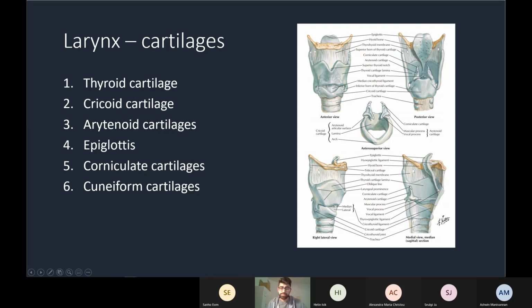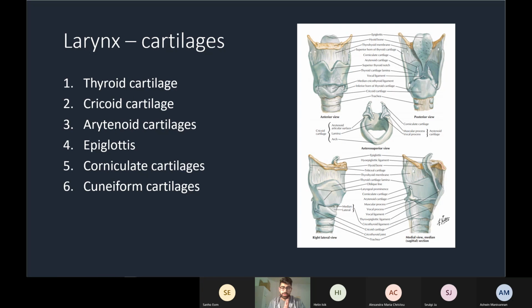Okay, so a bit of detail now with the arytenoid cartilages. So you can see quite nicely it's a pyramid-shaped cartilage. You can see here again the different surfaces, and they're paired. They have two extensions and they have three surfaces. Okay, once again, they have two extensions and three surfaces.